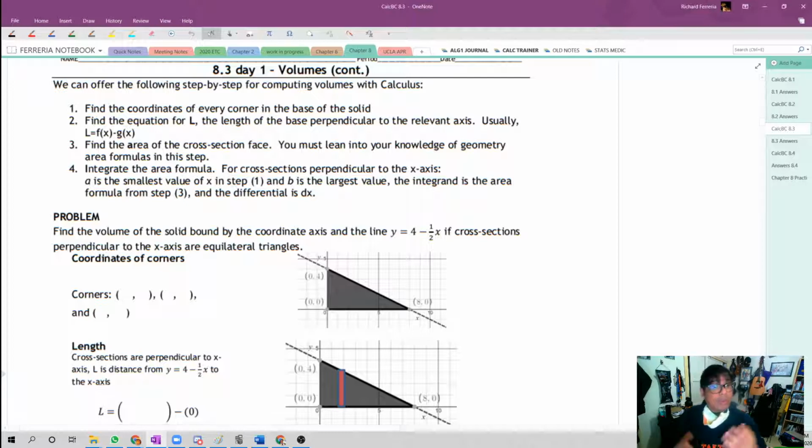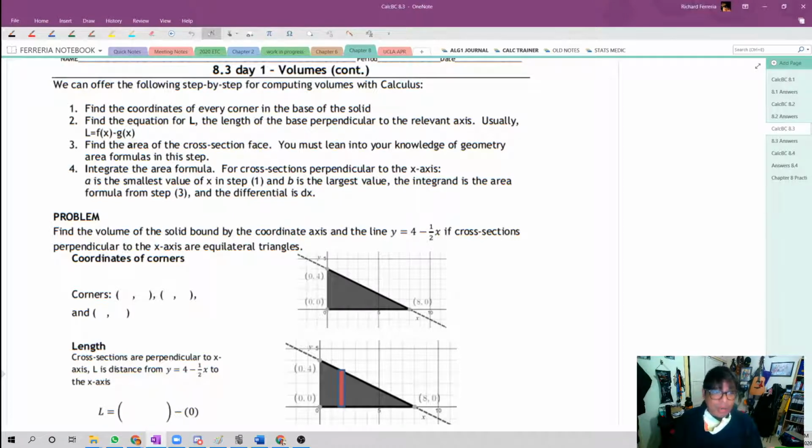In any case, when it comes to calculus, there are 4 things that you need to do here. And the first one here is you want to calculate the coordinates of every corner on the base of the solid. So we're looking at the base of the solid and then things being built on top of the solid. So we've got to differentiate between those 2 things. So find the coordinate of every corner on the base of the solid. You're going to use that to find x min and x max.